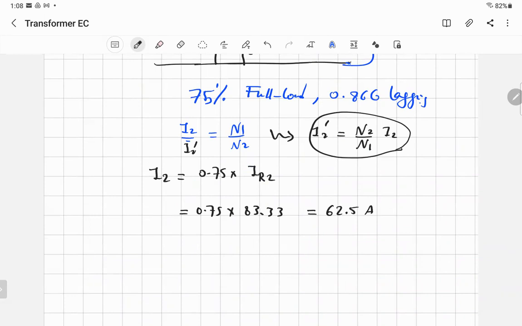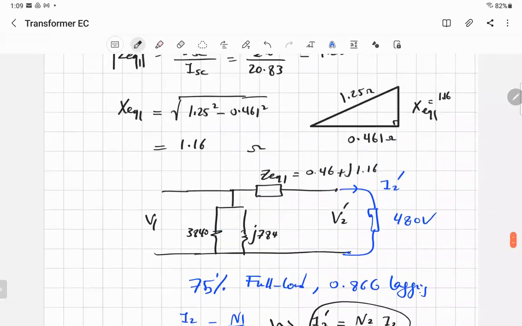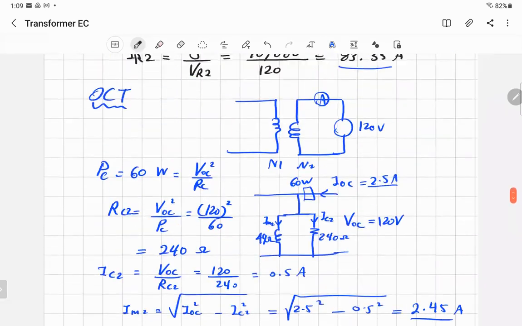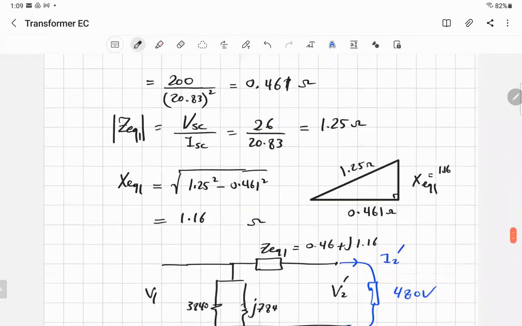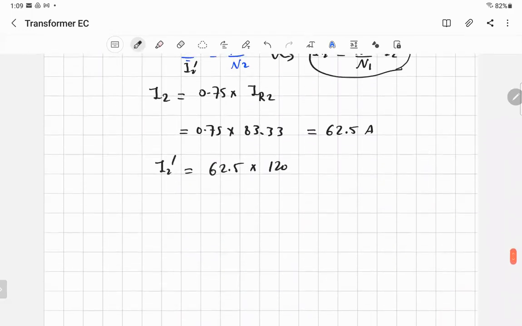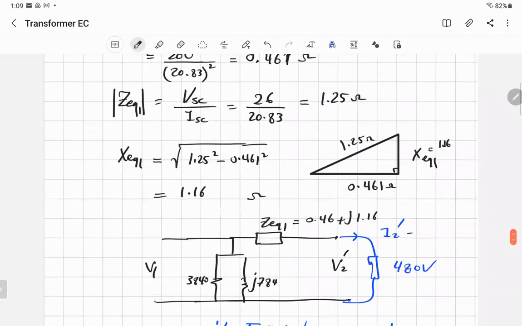But now I want to have everything on side one. So I'll say I2 dash will be equal to I2, which is 62.5, times N2 over N1. N2 over N1, 120 over 480, a quarter. That gives 15.6. And so that's the current here. So you just write in the 15.6.